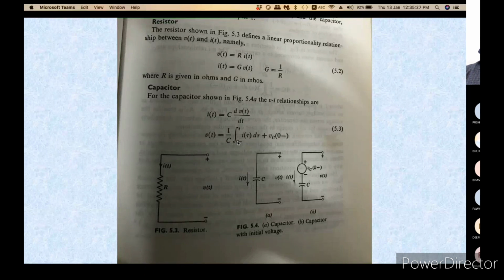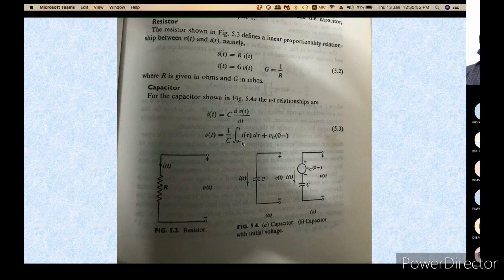0 minus means just before starting or switching on, or just after switching on. Most of the time you will find this symbol 0 minus or 0 plus, and most of the time 0 minus is equal to 0 plus also. In exceptional cases, we'll find that this 0 minus may not be equal to 0 plus.